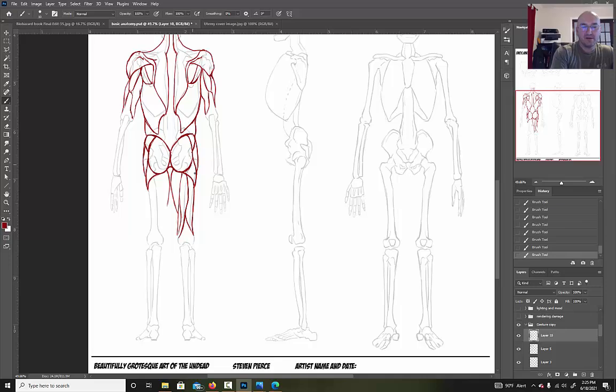And then you'll see a bit of the front of the quadricep sitting on the outside. So groin, hamstrings, quadricep.